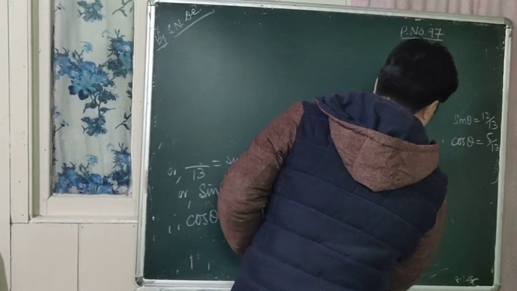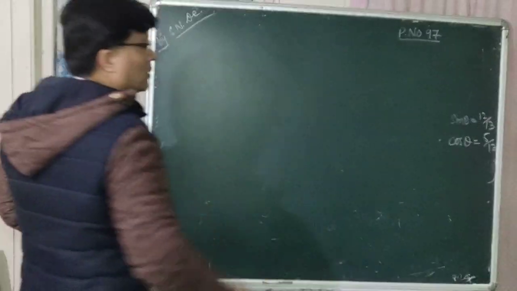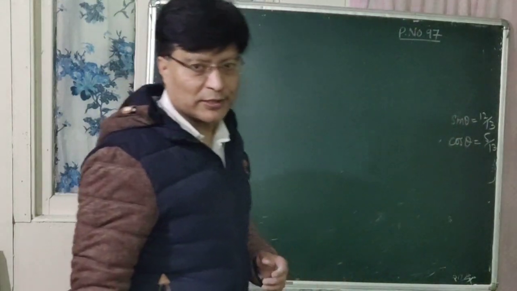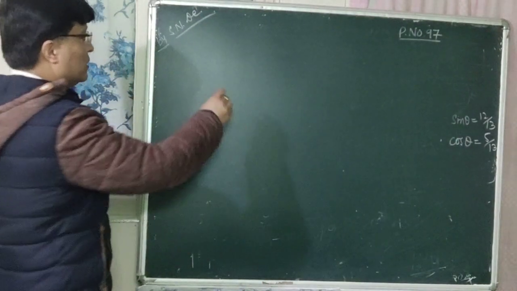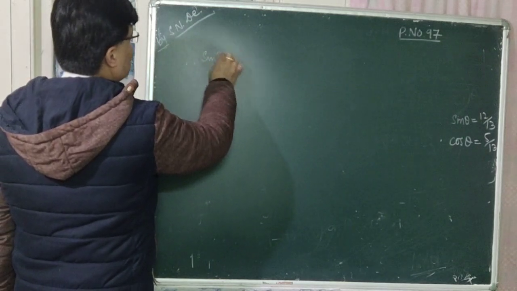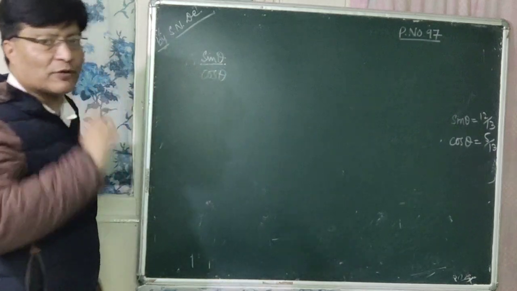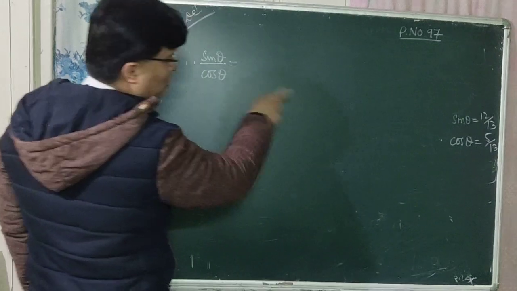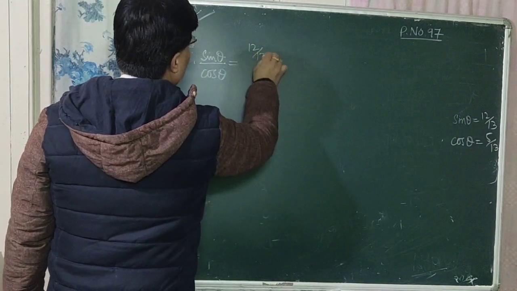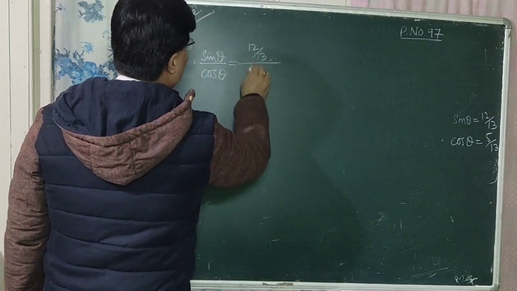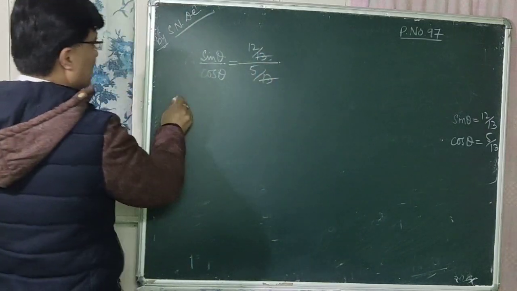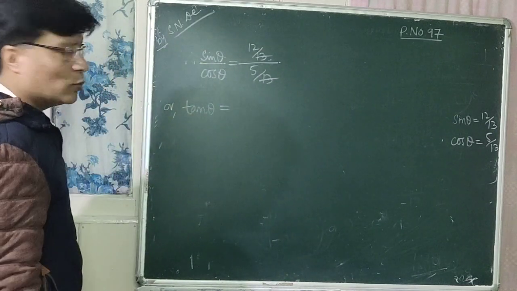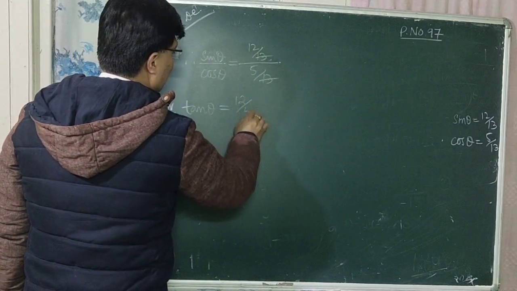Let us find out the value for tan theta. So how can you get the value for tan theta? You have to divide these two expressions. Therefore sin theta by cos theta, because you know the formula: tan theta is equal to sin theta by cos theta. That is 12 by 13 divided by 5 by 13. Here 13 gets cancelled. Sin theta by cos theta is tan theta, which is equal to 12 by 5.